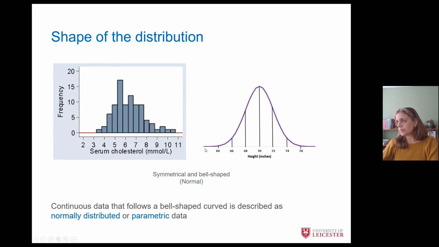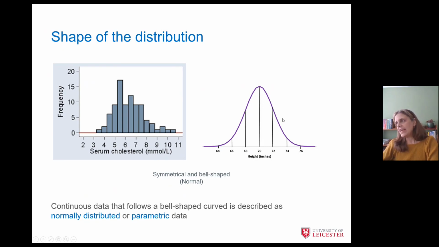So here's an example of a bell-shaped curve. You can see it's lower at the tails, it goes up in the middle, it's nice and symmetrical. And when data follows this sort of shape, it can be described as normally distributed or parametric data.